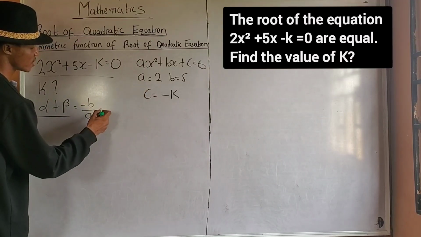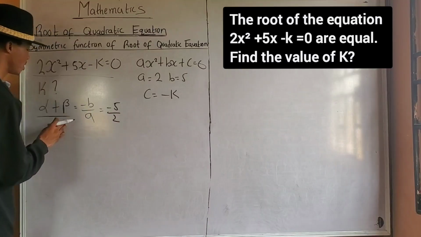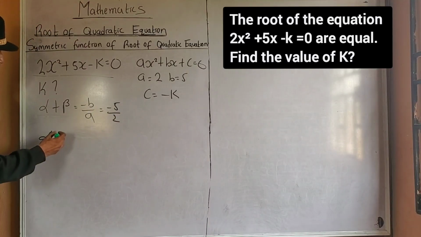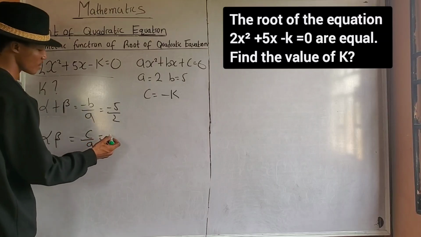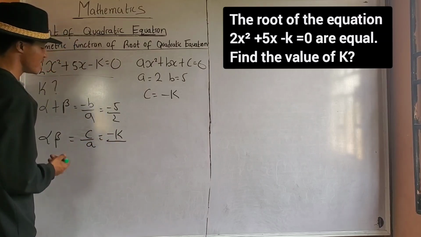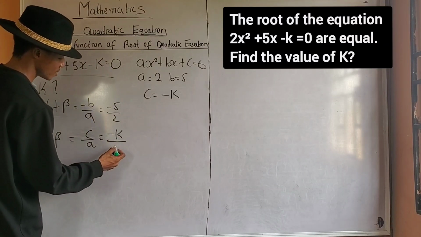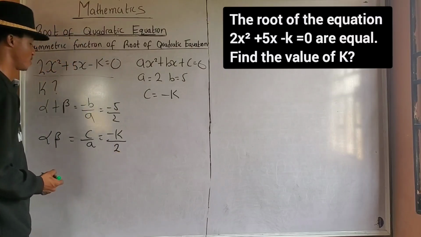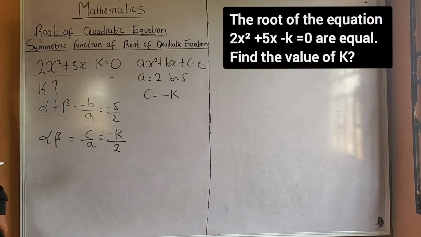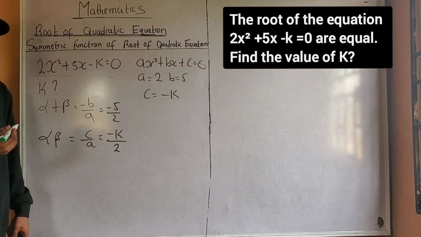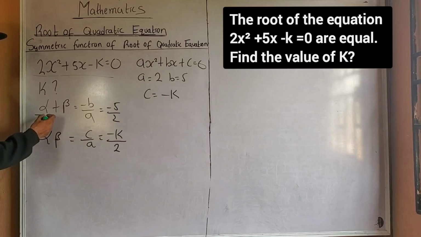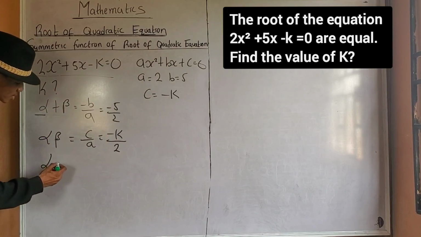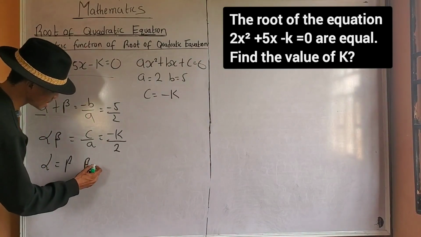Let me put it at the front. Minus 5 over 2. Now, the product of roots, alpha beta, will be equal to c over a. c is negative k, so I'm going to have negative k all over a. a is 2, so I'm going to have negative k over 2. Now, do not forget, from the question, we are told that the roots are equal. Are you following? If they are equal, that means alpha is equal to beta.